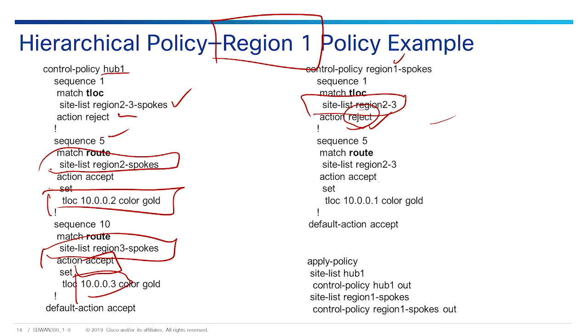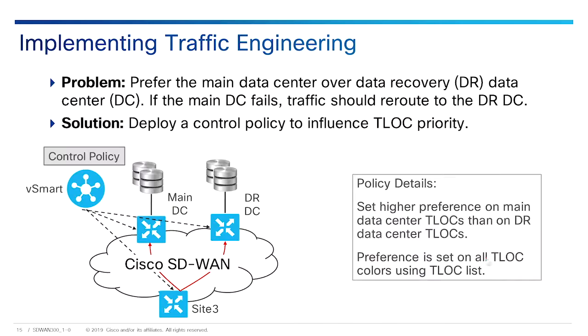All right? And then for site lists for regions 2 and 3, we're going to accept those and set those to be hub 1 to get to those routes. Okay? And then we apply the policy for the site list for hub 1 out, and then we also apply it for the region 1 spokes out. That way region 1 spokes send all their traffic to the region 1 hub, and if they want to contact region 2 and 3, they actually would send their traffic directly to the hub for region 2 and region 3 respectively.